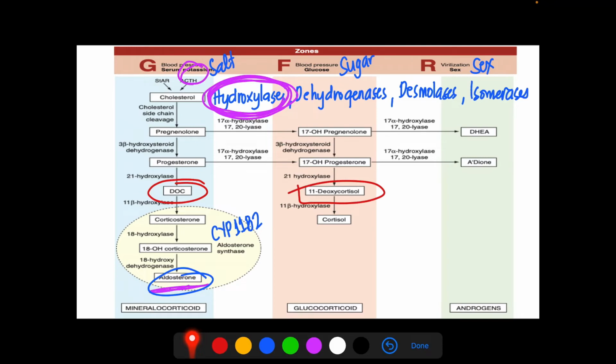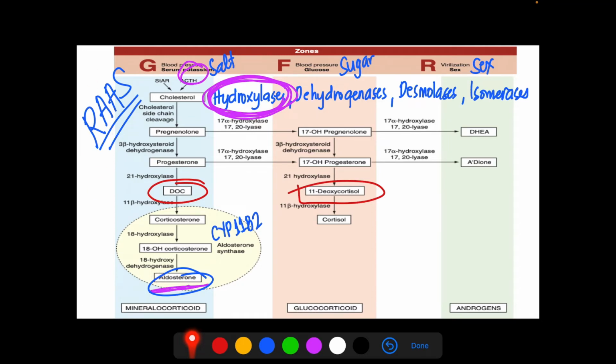And also take note of this one. Remember that aldosterone, although it is a mineralocorticoid, will still respond to acute changes in ACTH, just like your cortisol. So aldosterone will still respond to ACTH production by the anterior pituitary gland. However, the production of this aldosterone is mainly regulated by what system? By the renin-angiotensin aldosterone system. So this aldosterone can respond to ACTH, but it's mainly under the control of RAAS.